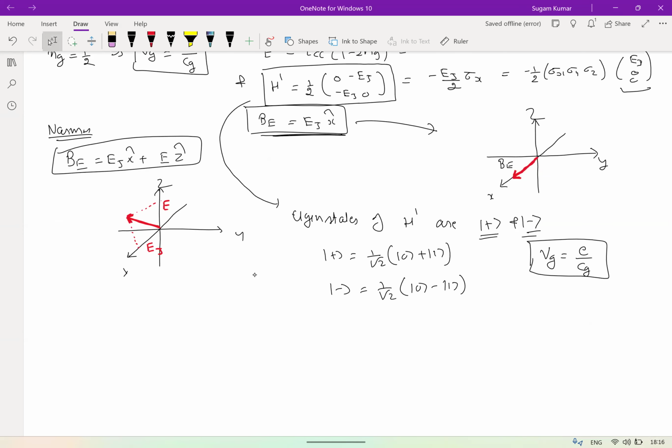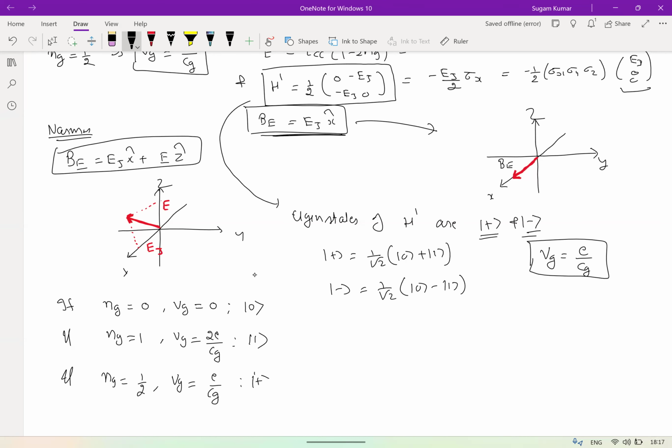And I also discussed that if Ng is equal to 0, in that situation the eigenstate you are going to get is only 0. And if Ng equal to 1, then Vg will be 2E upon Cg, so in this state the eigenstate will be 1. And if Ng becomes half and Vg will be E upon Cg, then this is going to be plus or minus. It means in this situation, you are going to get a superposition.